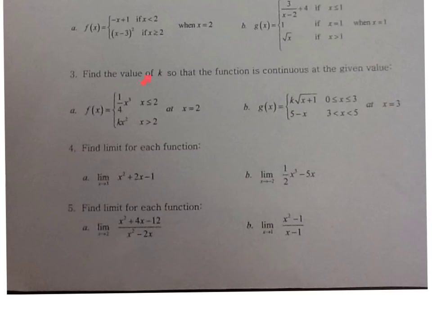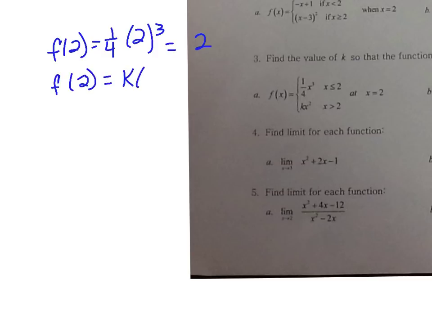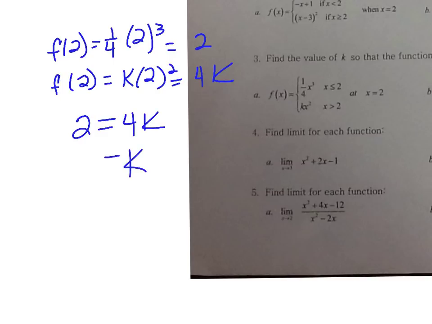All right, so it says to find the value k so that the function is continuous at the given value. So you're going to plug this number into both of these, and then you're going to set them equal to each other and solve for k. So we're going to do f of 2 for the first one. So it's 1/4 of 2 cubed. So 2 cubed is equal to 8, and I have 1/4 of that, so 8 divided by 4 is 2. And then I have to do f of 2 into the other one, which is k times 2 squared, so that's 4k. So then I set them equal to each other. 2 is equal to 4k, so k is equal to 1/2.